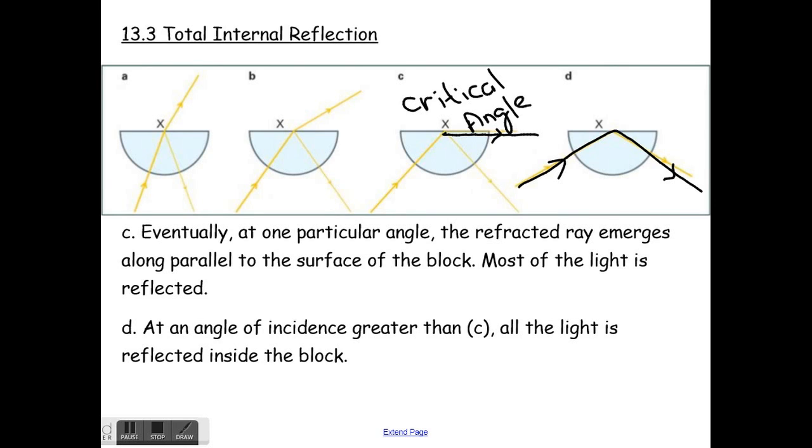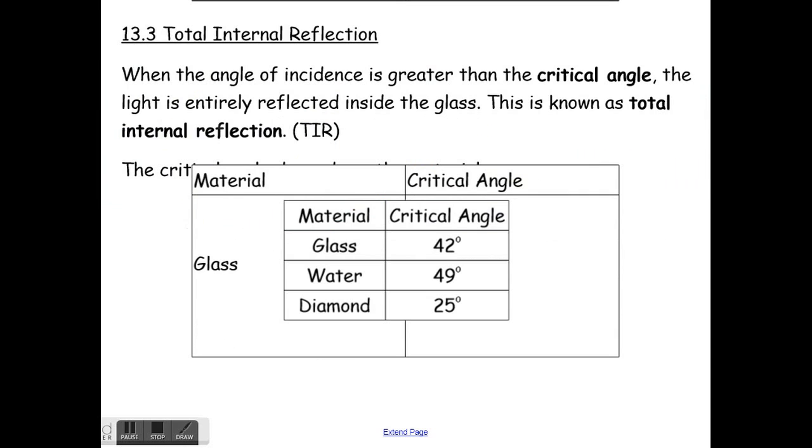So recap: small angle, most light is refracted. As it gets bigger, the angle of refraction is getting bigger. At the critical angle, the refracted light is parallel to the top of the block, and when it's bigger than the critical angle, all of the light is reflected. So when the angle of incidence is greater than the critical angle, the light is entirely reflected inside the glass, and this is known as total internal reflection.